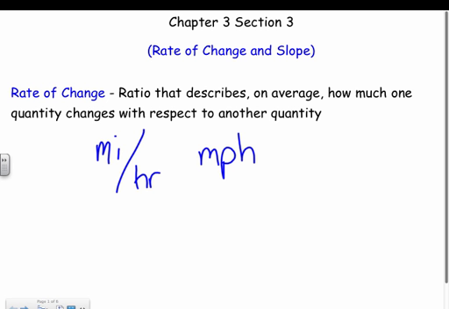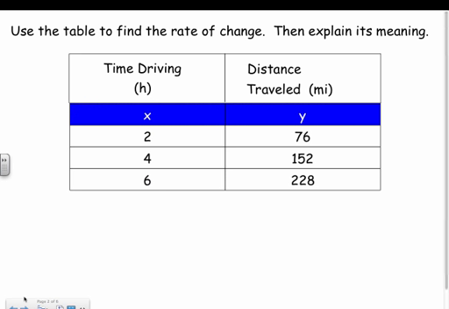And usually it's for a time period, like miles per hour, minutes per second, money per year, just all kinds of different things. And usually the time is always on the bottom. So let's take a look at an example here. It says, use the table to find the rate of change. Then explain its meaning. Well, if I have a table and I'm finding the rate of change throughout the whole table, there's probably a common rate of change going through here.